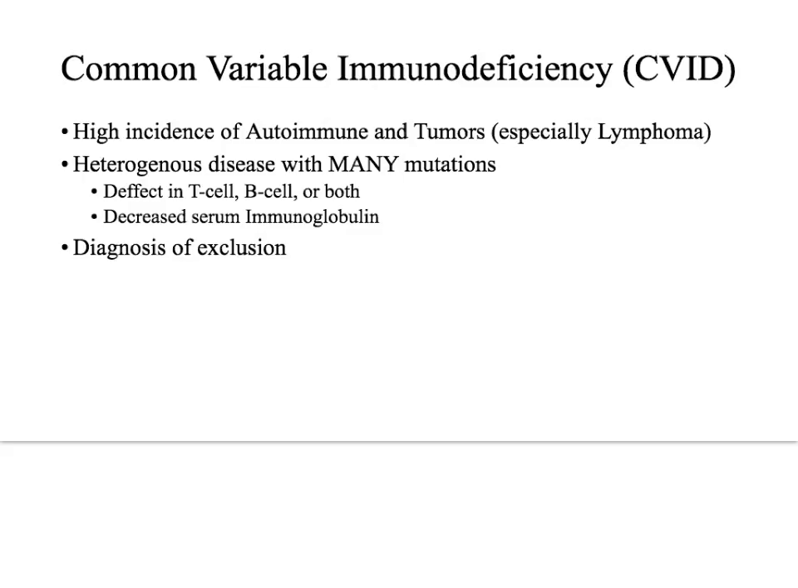Now, common variable immunodeficiency is even worse than isolated IgA in the fact that there are so many mutations with it, none of the textbooks will give you a molecular mechanism.